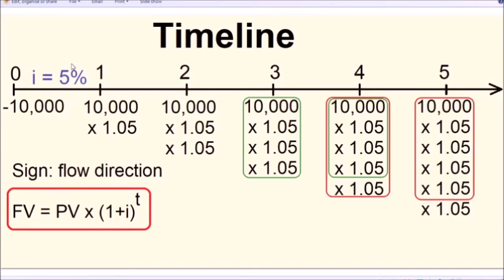Another convention is on interest rates. The default understanding of the interest rates is that it's a compound annual interest rate. So if these periods are not really years, but perhaps instead months or quarters, then we'll have to be a little bit more careful with our calculations.